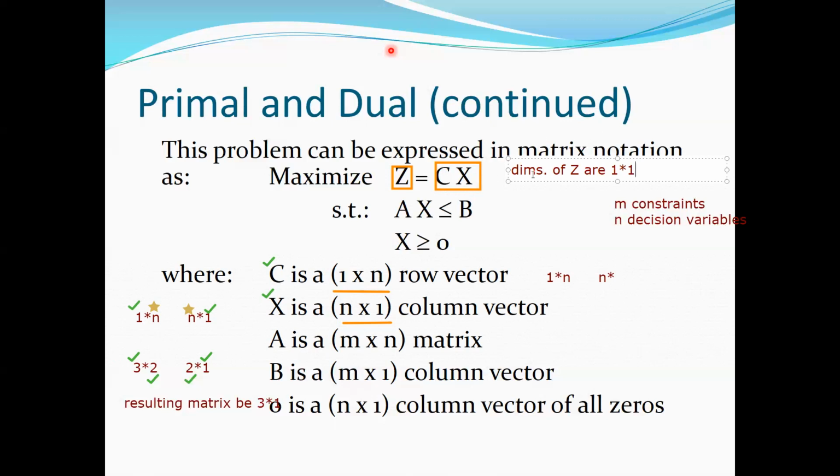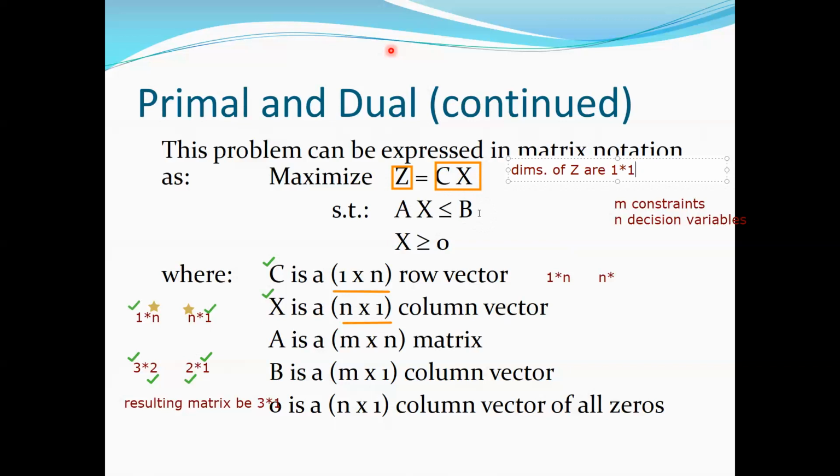Such that AX is always less than or equal to B. Now, these constraints have capital A, capital X, and capital B. So anytime I write something capital, that means it's a matrix. A is an m cross n matrix, B is an m cross 1 matrix.